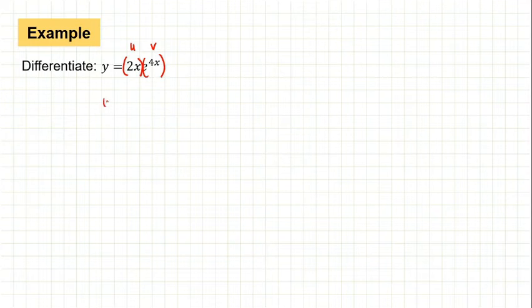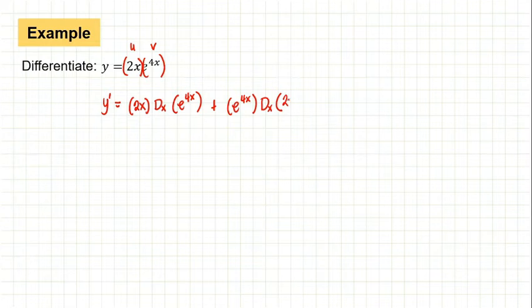Okay, applying the product rule, we will have u. So you have 2x times the derivative of v, which is e raised to the power of 4x. Ayan. Then plus your v, which is e raised to the 4x, times the derivative of u, which is 2x.